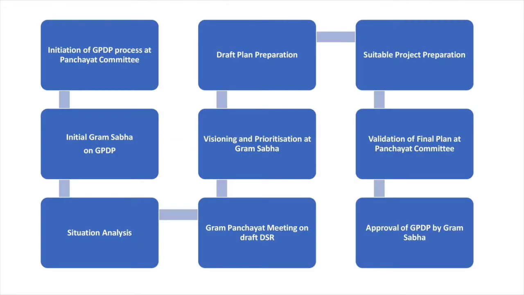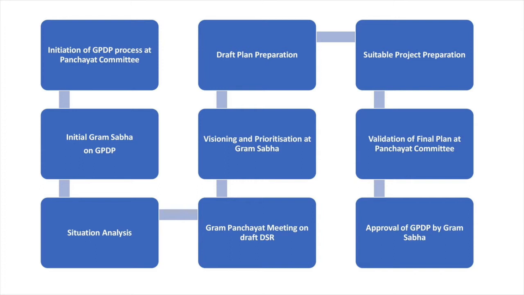Here we will be discussing the preparation of the Gram Panchayat Development Plan. So here we will be discussing each step in detail. So let's discuss in detail the steps. As we can see, there are 9 steps involved, from initiation of the Gram Panchayat Development Planning process at the Panchayat Committee, to approval of the Gram Panchayat Development Plan by Gram Sabha.